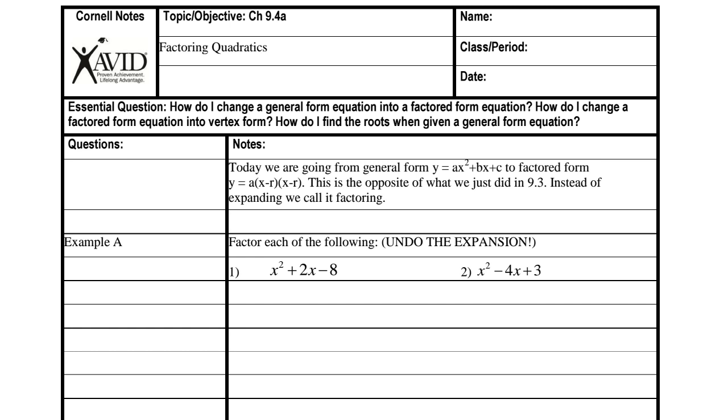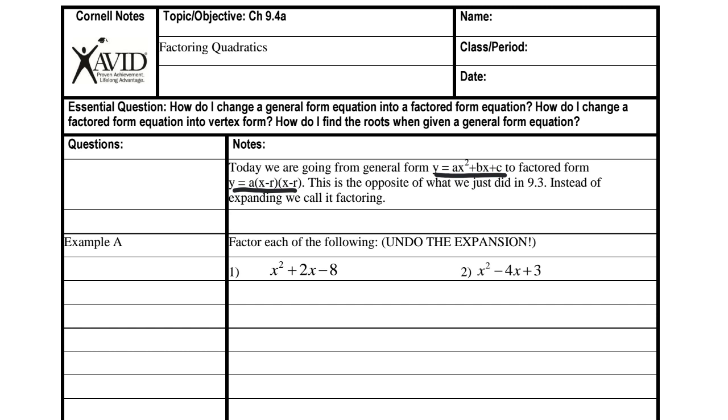Okay, so we're going to be spending a lot of time today going from general to factored form, if you recall that from the previous unit. So this is the exact opposite of what we did in 9.3, which is what we did in the last unit. So instead of expanding and using the boxes, we're going to be doing what is called factoring. Now, factoring is quite simple once you get the hang of it, but it does take a while to get the hang of something.